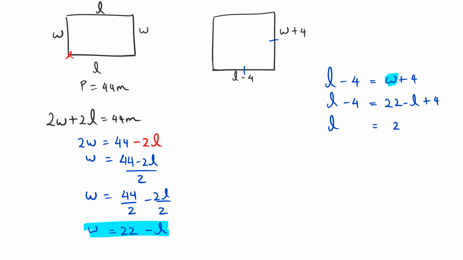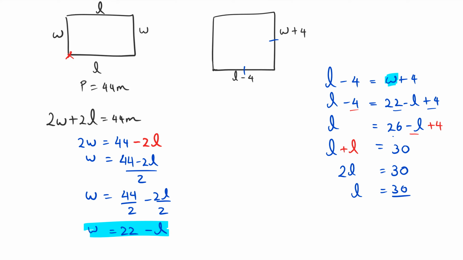What have we got? 22 and 4. Sorry guys, I just got distracted by something there. But 22 plus 4 is going to be 26 minus L, and of course the negative 4, when it comes to the other side, becomes plus 4. So when we shift minus L to the left-hand side, we get plus L, equals 26 plus 4, which is 30. So what we have is 2L equals 30, and then L is equal to 30 divided by 2, which gives us 15.